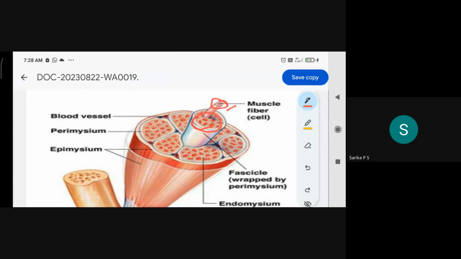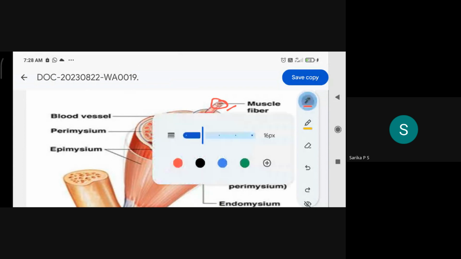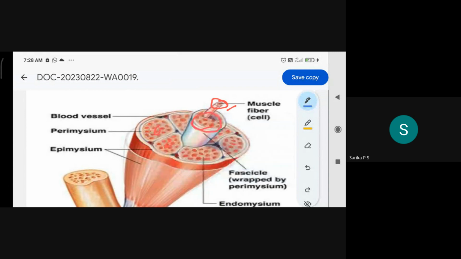Now here you can see this one is also a fascicle, this one is also a fascicle. Let me change the color. This one is also a fascicle, this one, and behind this you can also see another. So these are the fascicles. Fascicles are groups of muscle fibers, and these fascicles are covered by perimysium.